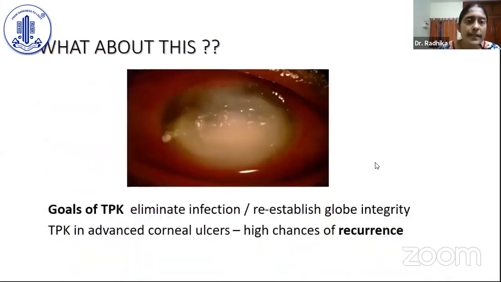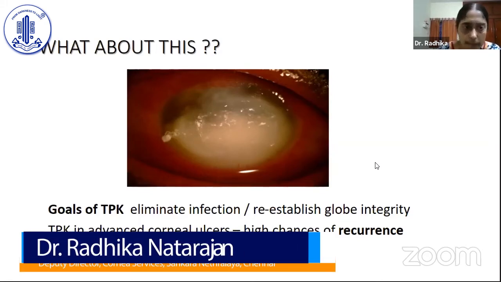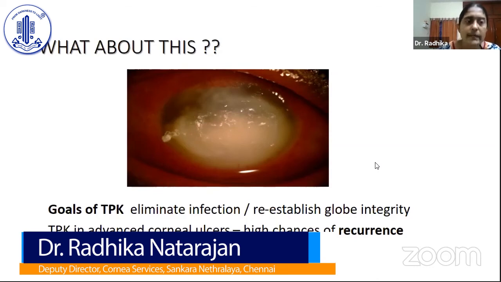So after the tipping point, when fungal keratitis, or for that matter any ulcer, progresses to this level, then what do we do? This calls for, I'm sure all of you will agree with me, a therapeutic PK, unless we are lucky enough, like Dr. Namrata Sharma, to inject and make this resolve. Otherwise, the goals of therapeutic PK will be to eliminate the infection and to reestablish the integrity of the globe. And therapeutic PK in very advanced corneal ulcers carries a high chance of recurrence.